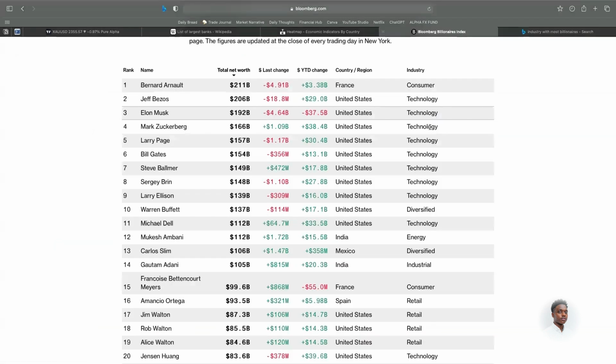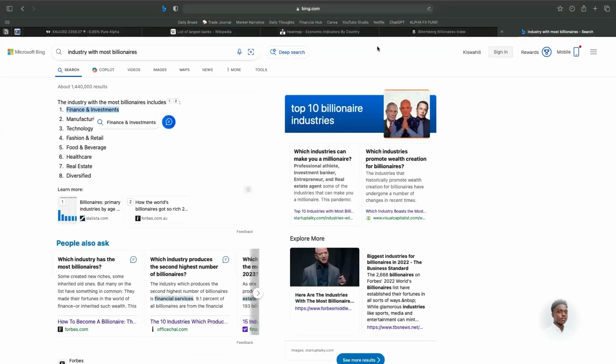Why? Because out of each and every one of these technology people, Jeff Bezos doesn't own 100% of Amazon. Elon Musk does not own 100% of SpaceX and Tesla. Mark Zuckerberg does not own 100% of Facebook, or better known as Meta these days. Why? Because as they were growing, for them to become this big, they had to sell part of their companies to who? Financiers like us, people who are willing to invest in your company.